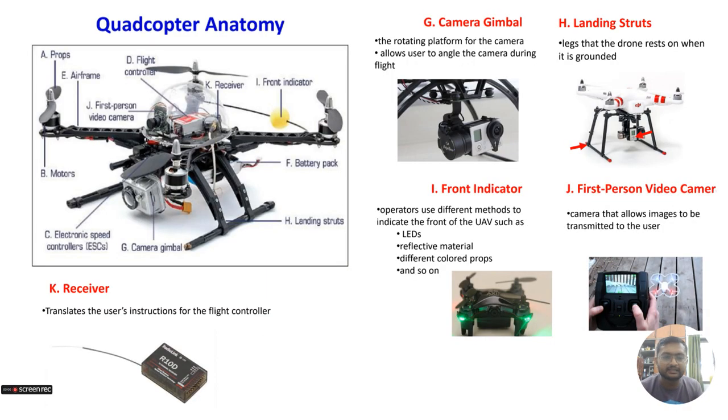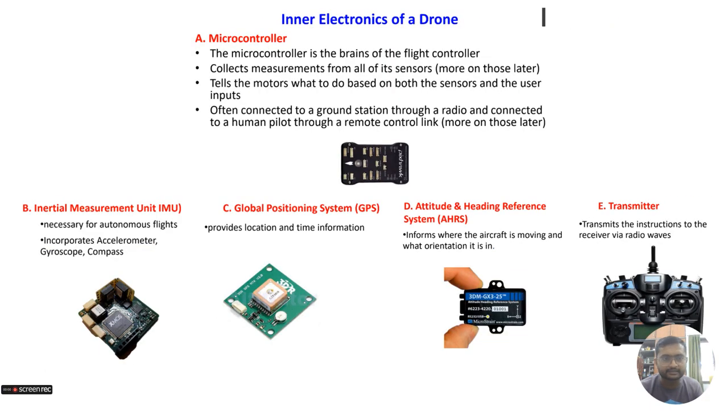So these are the external parts which you can see with your naked eyes. But if you look internally inside the drone, then there is a microcontroller. The microcontroller is the brain of a flight controller. It collects and measures data from all its sensors, and tells the motor what to do based on both the sensors and the user's input. So basically it's doing the connection part.